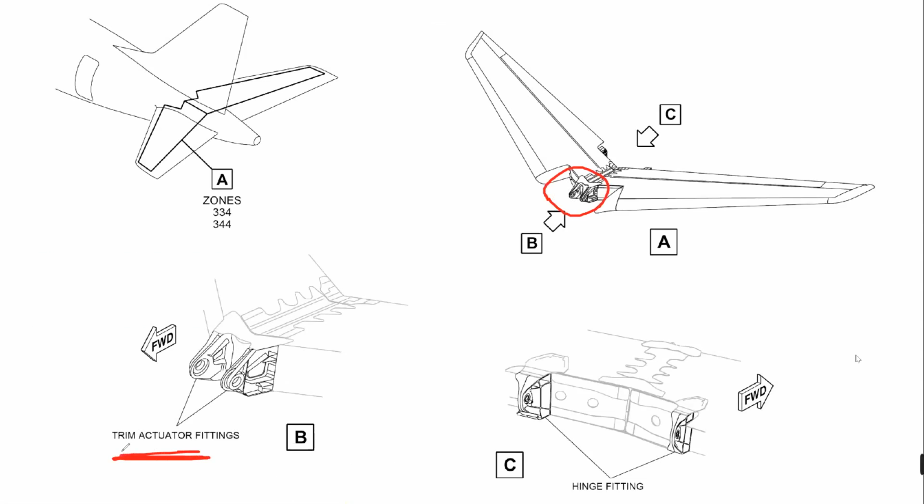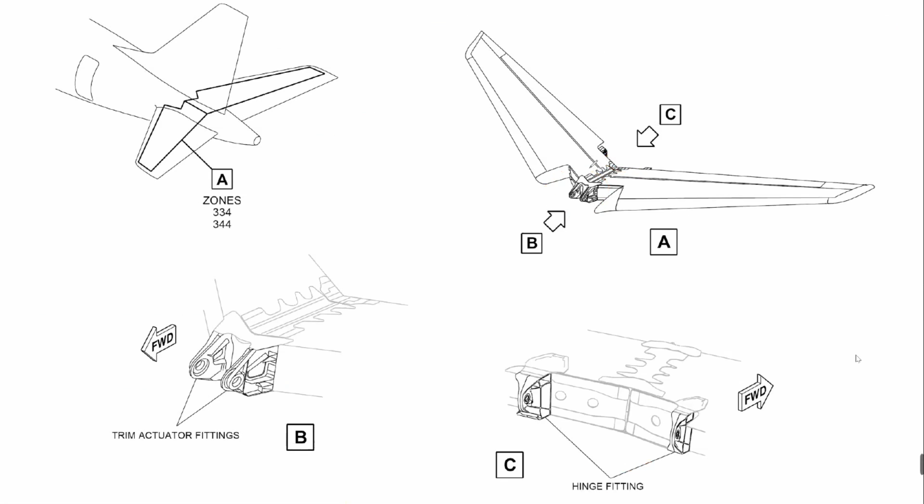The trim actuator, we attach it here in the forward area. On the aft, we have these hinge fittings which are attaching the aft part of the THS. And it was written that it can be removed as one assembly. I have never seen that, but this is what they say in the manual.